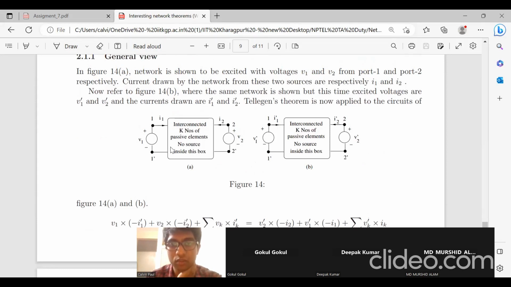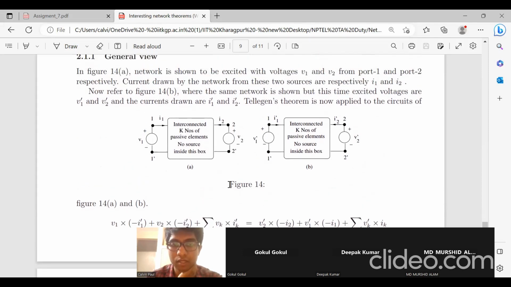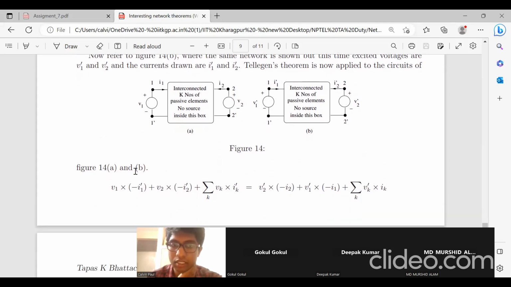Then what they do is they apply Tellegen's theorem, which we studied. So this V1 into minus I1 dash, because in Tellegen's theorem, I1 should actually be flowing like this, but it is flowing in the opposite direction. So we take V1 into minus I1 dash. Similarly, plus V2 into I2 dash should have been flowing in this direction, but it's the opposite direction.